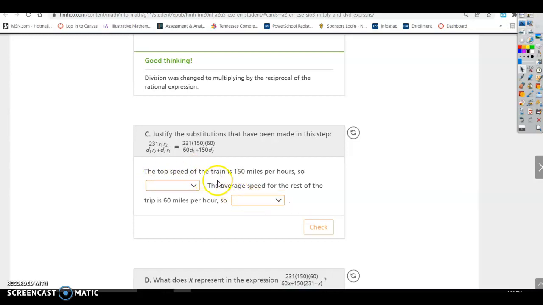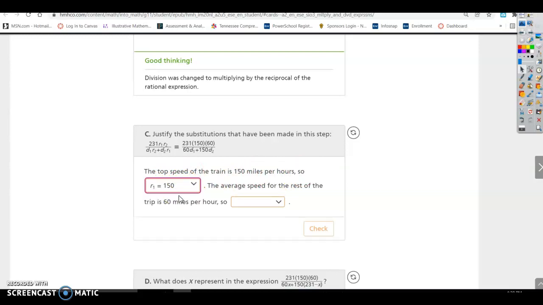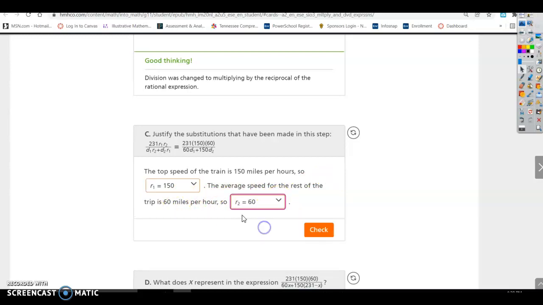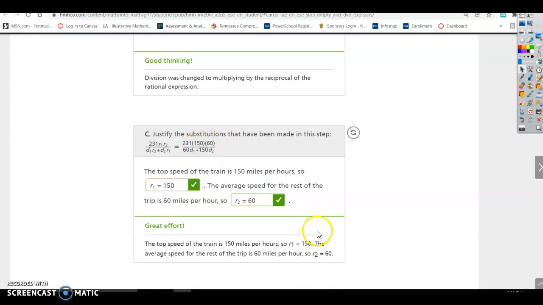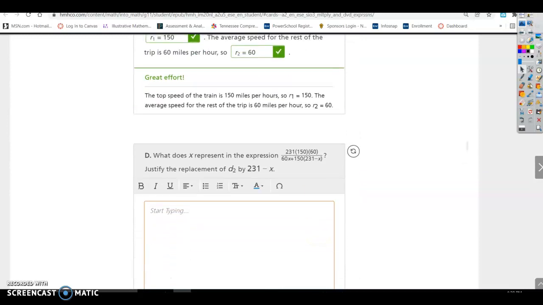All right, so it says justify the substitutions that have been made in these steps. All right, the top speed of the train is 150. So R1, your rate, R1 was 150. And the average speed of the rest of the trip was 60 miles per hour. So that's your second rate. So those were the two numbers that we substituted into the rational expression.